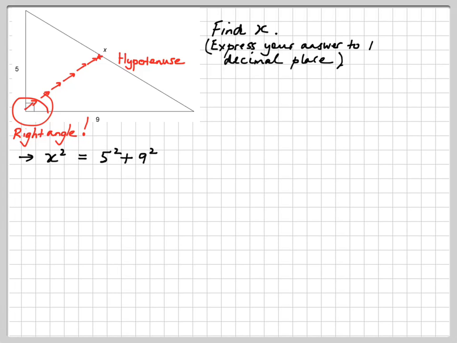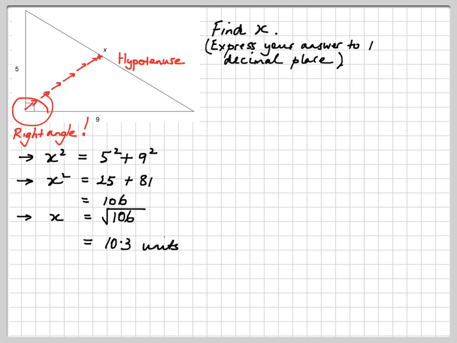Now, by our Pythagoras' theorem, x squared equals 5 squared, that's this side here, plus 9 squared, that side there. So x squared is 25 plus 81. When we add it up, that's 106, which means that x itself must be the square root of 106. If x squared is 106, then x must be the square root of 106. And when we work that out on the calculator, we get 10.3, whatever the units are.